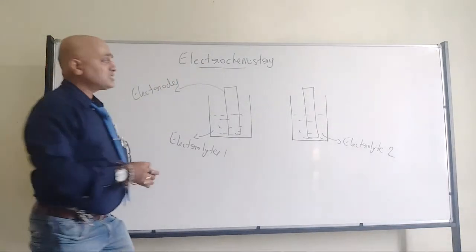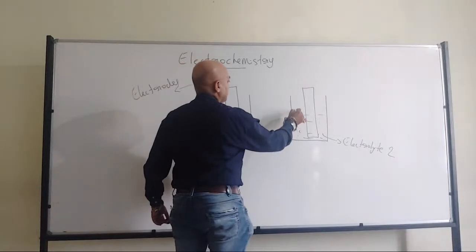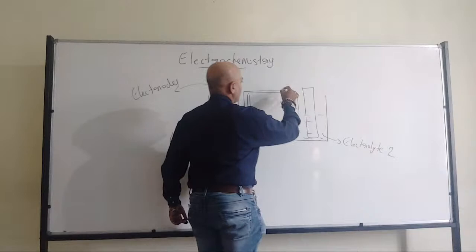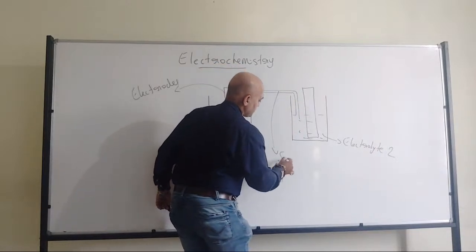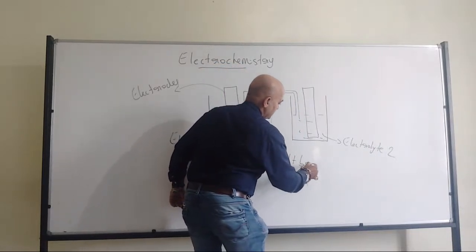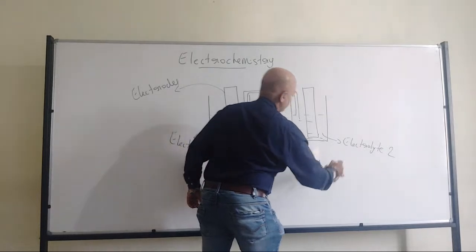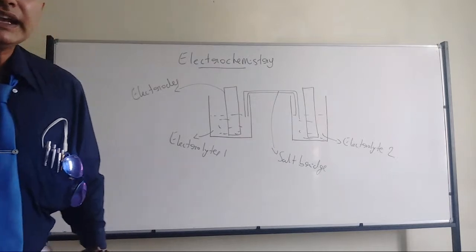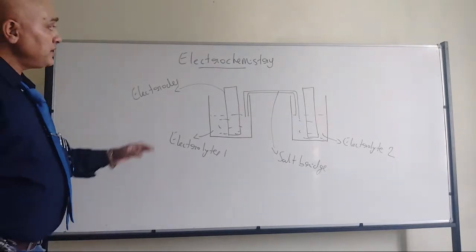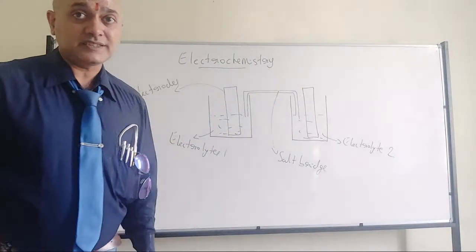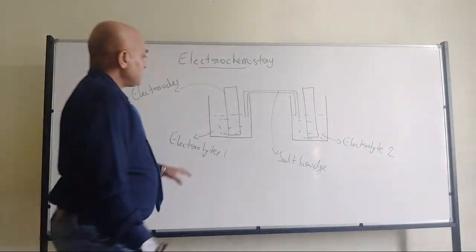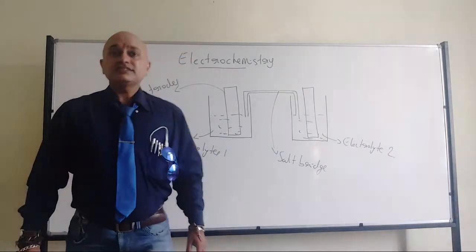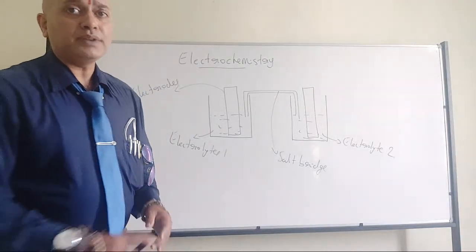Now, these two solutions will be linked by a bridge, which we will call a salt bridge. As the name itself tells, it is a bridge. What kind of bridge? A bridge is nothing but something connecting two terminals, right? So that's why they are connecting electrolyte 1 with electrolyte 2. That's why we have the salt bridge.